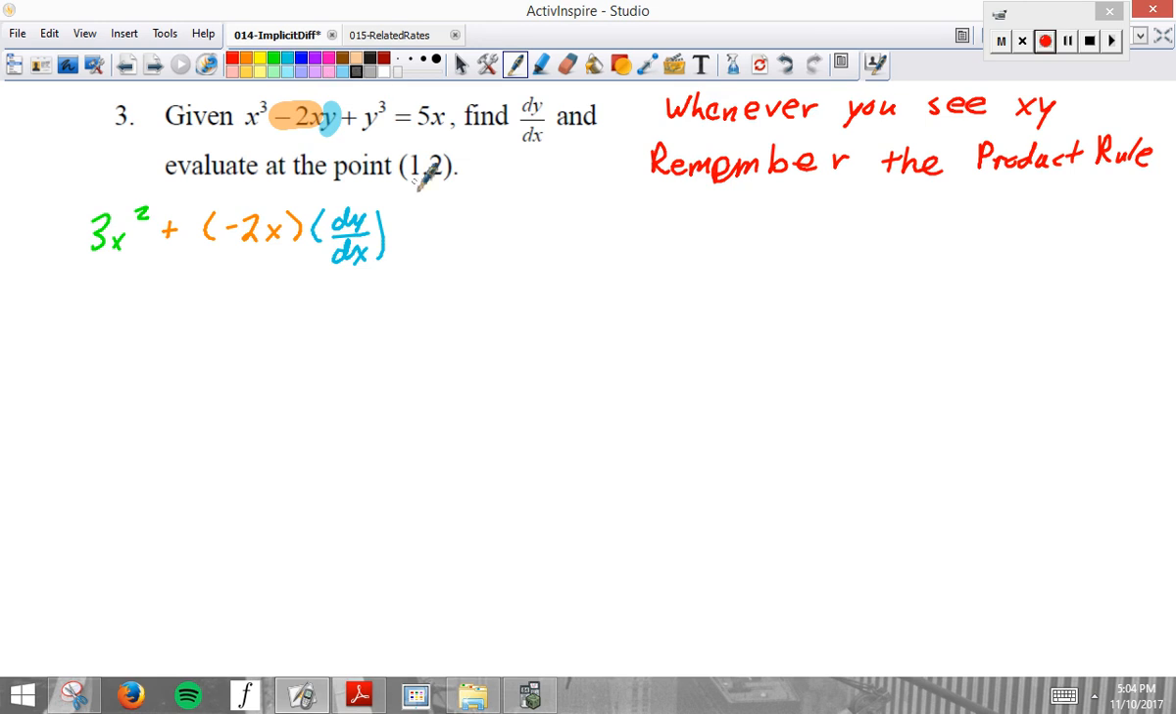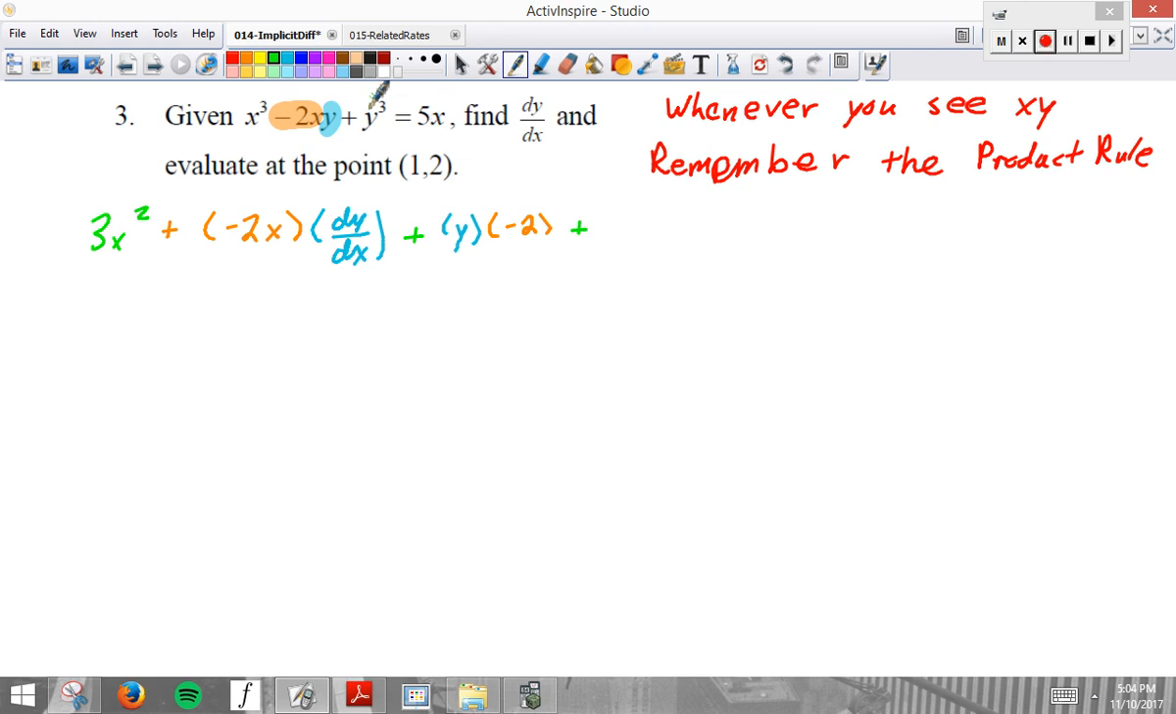Plus the second times the derivative of the first. What's the derivative of this orange bit? The derivative of negative 2x is negative 2. It's the slope of negative 2x, the line negative 2x. So that's me doing the product rule. And that's hard, but you got to do it right. You got to do it perfectly.